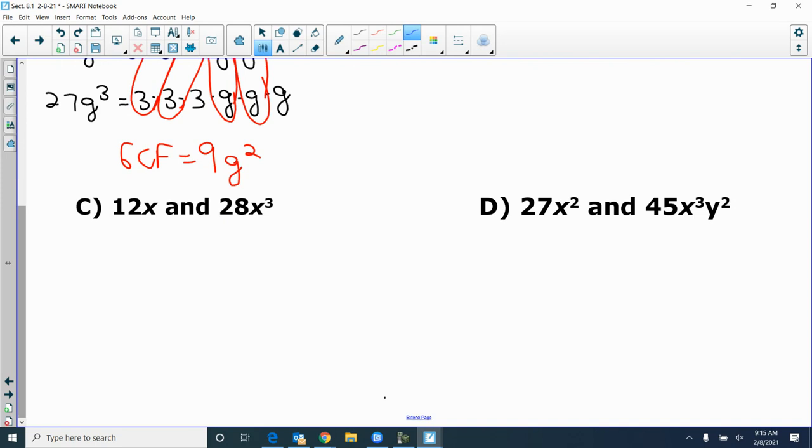Here, write these down and I'm going to give you the answers because we're running out of time. I want you to just think through them. So 12x and 28x cubed. What is the biggest number that goes into 12 and 28? Well, first of all, try 12. Will 12 go into 28? No. Any ideas what the biggest number is? Christian? 4. Now, I said pick the smaller exponent. So your GCF is going to be 4x.